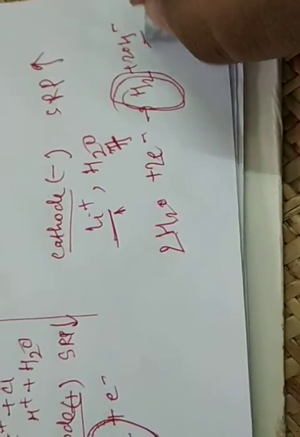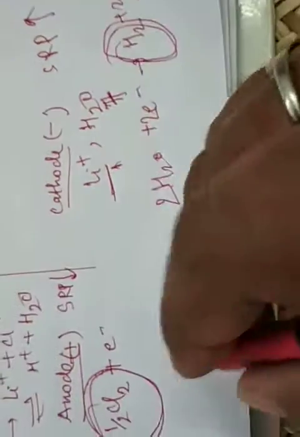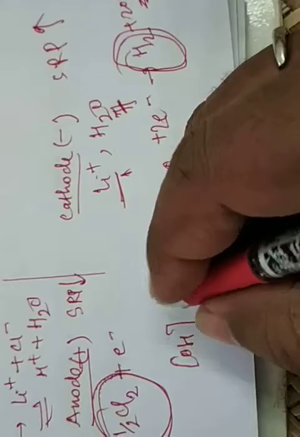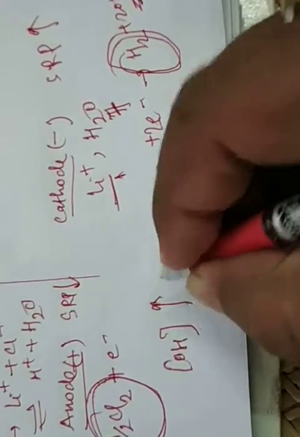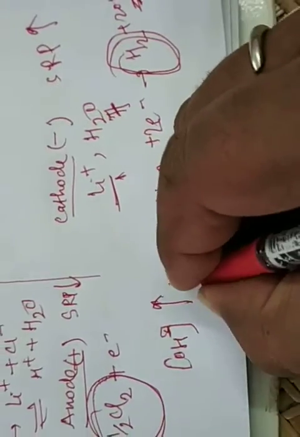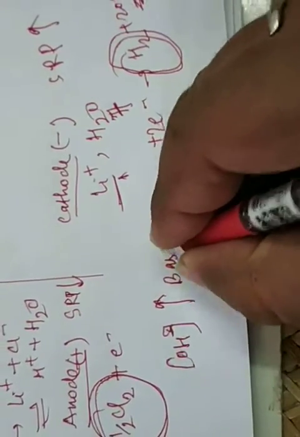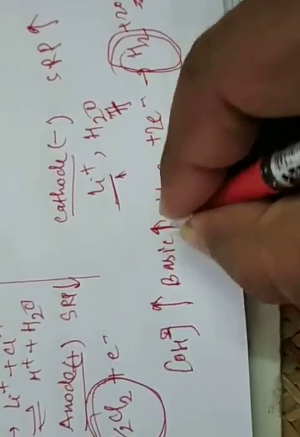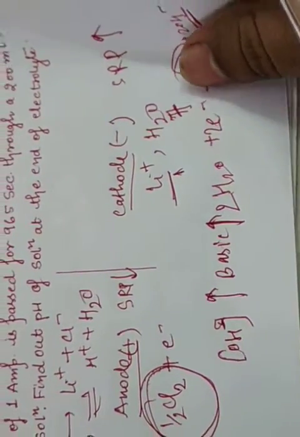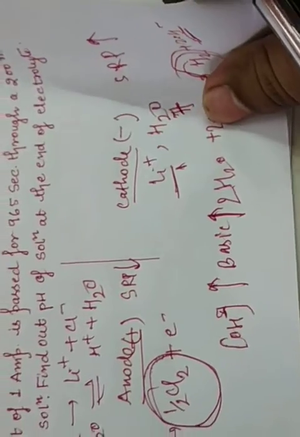Clear? So you know OH minus is formed at the cathode. The OH minus concentration increases. When the OH minus concentration increases, it means the basic character increases. It means in this solution the nature of which is greater? Base. Clear, students? The base concentration is greater.